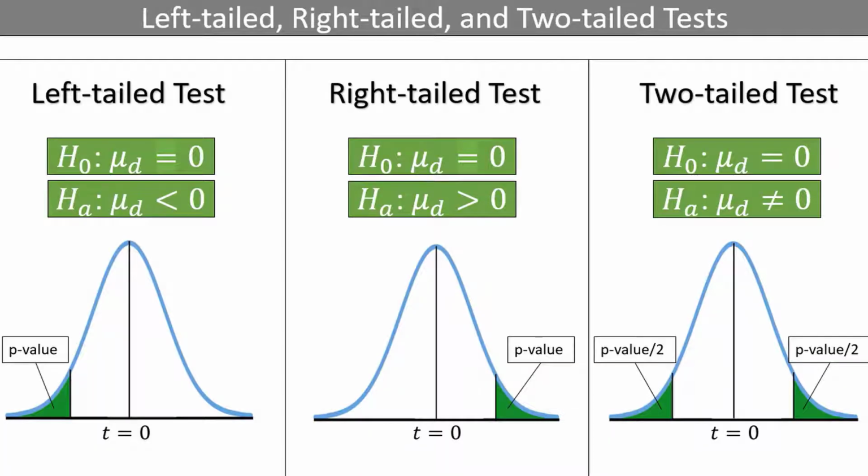Here are the forms of the left-tailed, right-tailed, and two-tailed paired t-tests. Mu sub d is the population mean difference, which is the parameter we are testing. Theoretically, we could test whether or not the mean difference differs in some way from a value other than 0, but using 0 as the hypothesized value is the most common. Since we use the t-distribution, t equals 0 is in the middle, and the p-value is either in the left tail, right tail, or the sum of the left and right tails together, depending on which of the three types of tests is being conducted.